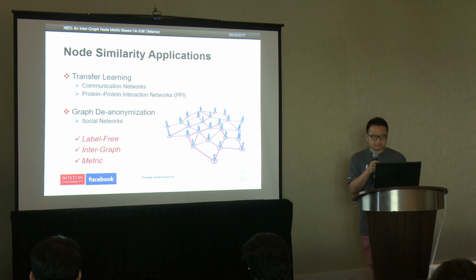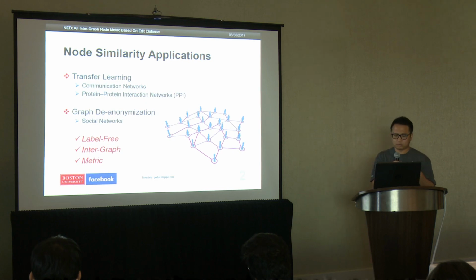And the next one is about the metric. To apply to those applications, we need to find the top k similar nodes or the most similar nodes. And if the similarity is a metric, we can leverage all the existing indexing methods which hold for metric space.